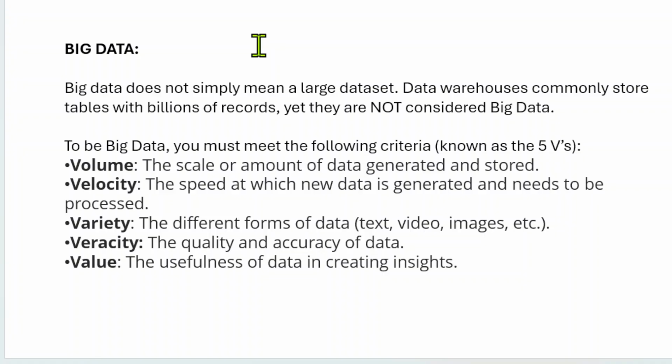data because they're slow. So to be big data, you must meet the following criteria known as the 5 V's: volume, the scale or the amount of data generated; velocity, the speed at which new data is generated and needs to be processed; variety, the different forms of data; quality, the accuracy of the data; and value, the usefulness of the data in creating it.